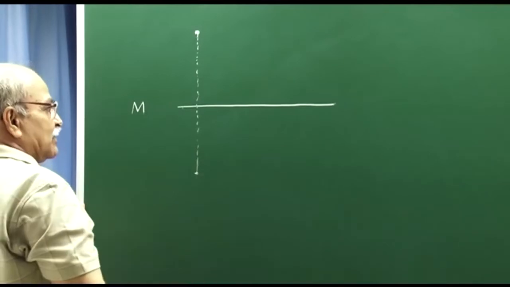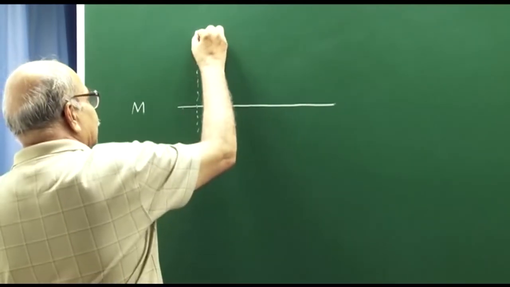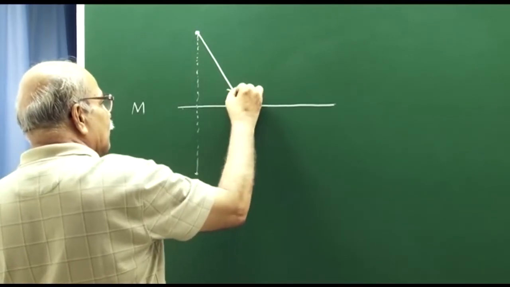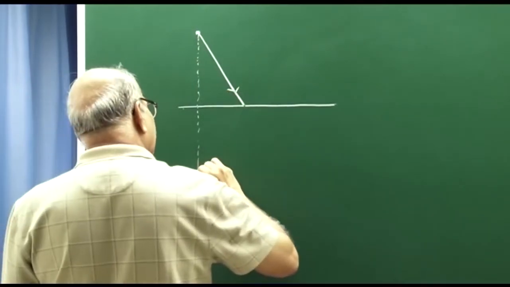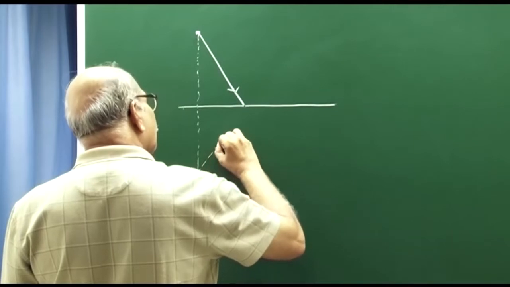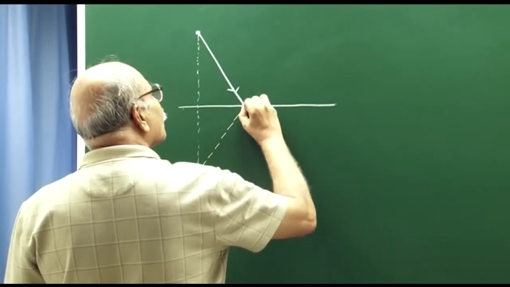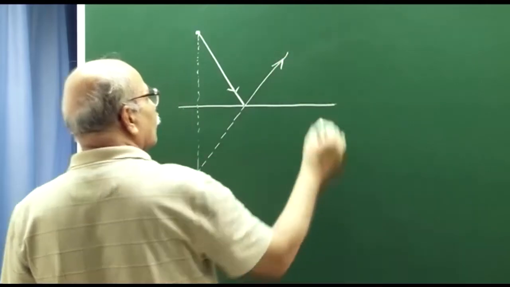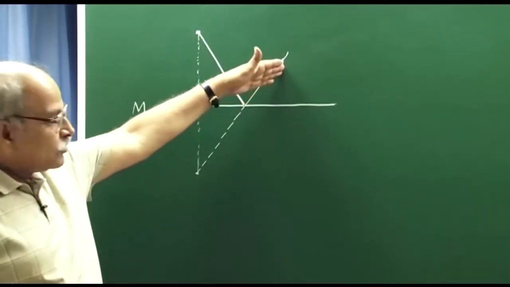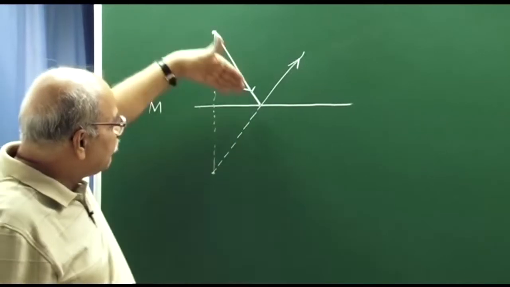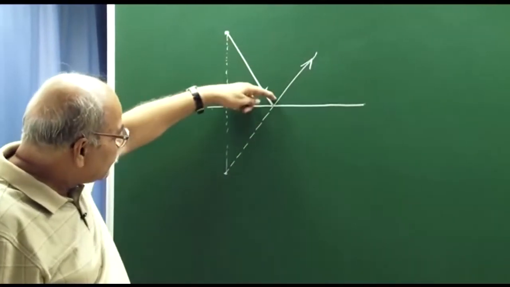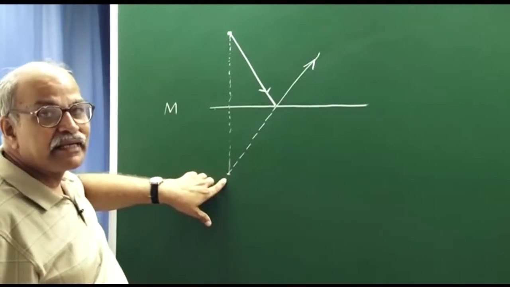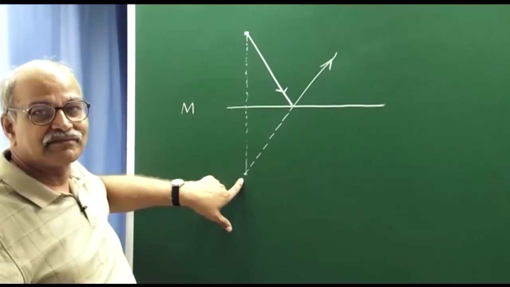Now do this geometry, and show that any incident light ray when reflected will go through this point. It is reflected, but if you extend it on the other side, this reflected ray when extended on this side must pass through this point, and this is true for all reflected rays.